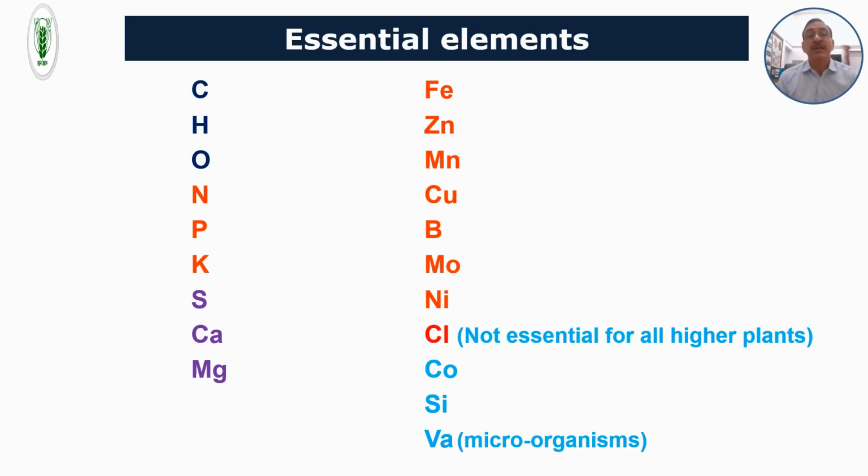Carbon is available from carbon dioxide, hydrogen and oxygen plants get from the water, and NPK, these are the primary nutrients which we must supply to crops for optimum production, otherwise the crop yields are affected badly. Sulfur, calcium, magnesium, again they are essential, but they are supplied through the sources for which we supply the primary nutrients. Micronutrients are needed in very small quantities, but their role is equally important.